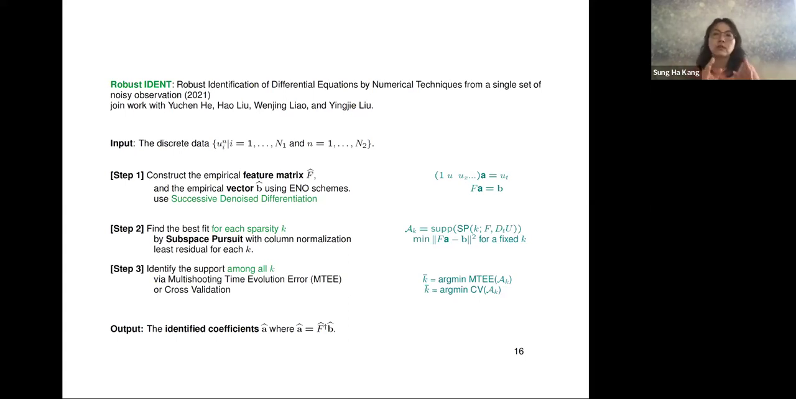In order to find the correct support, we moved away from lasso or L1, and we used subspace pursuit. Subspace pursuit is a greedy algorithm. What it does is that you need to give the sparsity. So for example, K is equal to 1, meaning among this F matrix, find the one column which gives you the best solution. What is the definition of best? The least residual error. Now, when K is equal to 2, find the 2 best columns which give you the best solution. K is equal to 3, the 3 best ones. K is equal to 4, and so on.